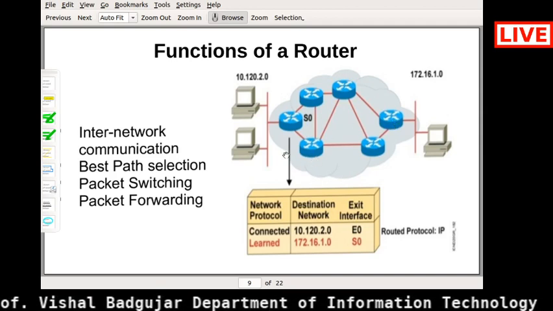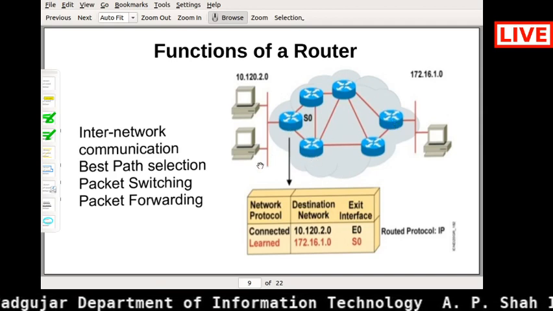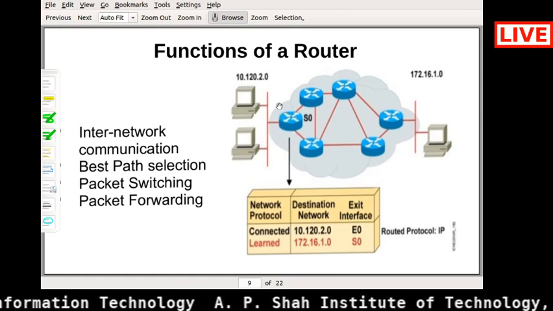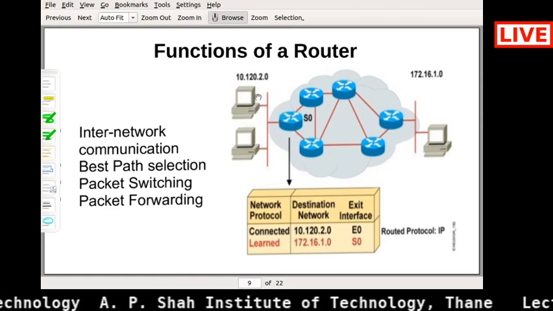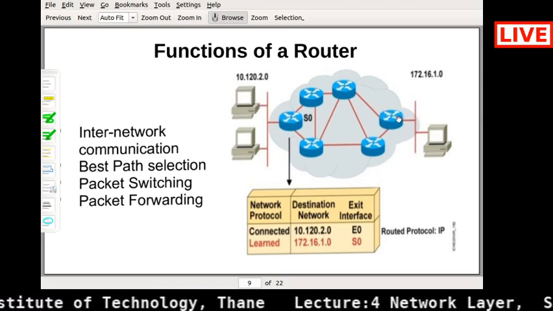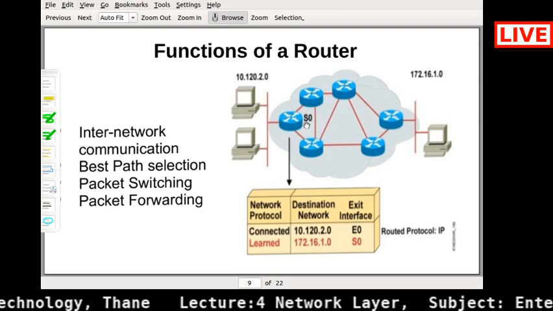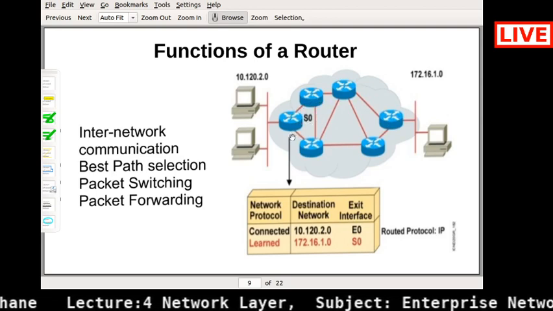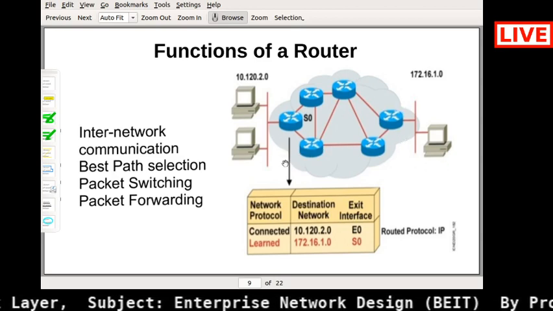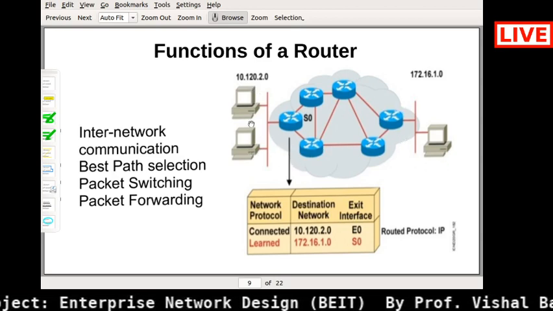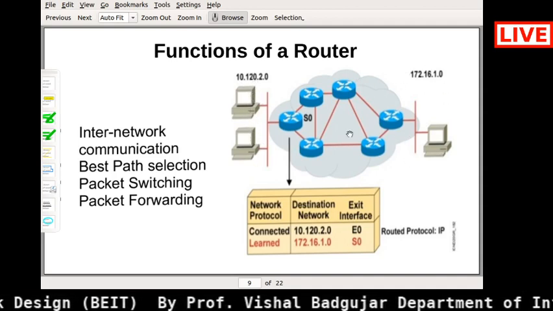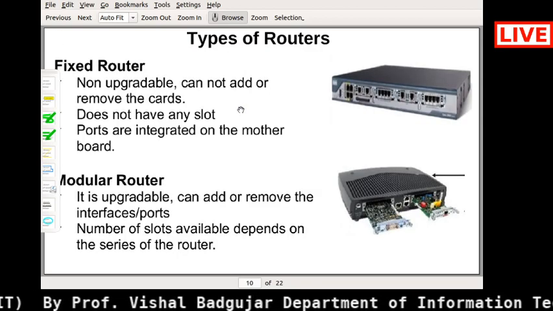Inter-networking communication is also one of the functions. Then packet switching and packet forwarding is also one of the functions, to get a packet from one network and send it to a different kind of network. So this diagram tells you all the functionalities of the router, and it provides inter-networking between the different networks.